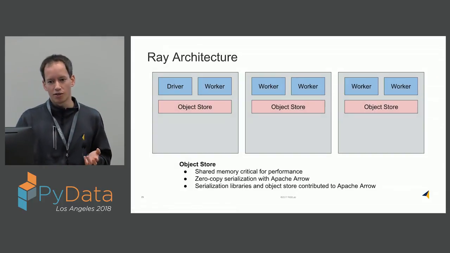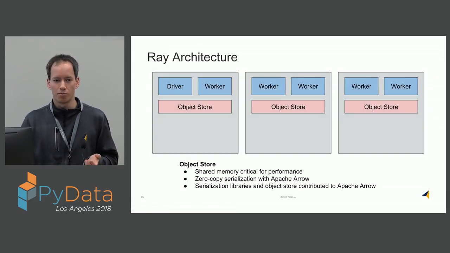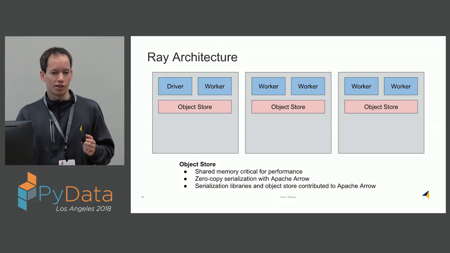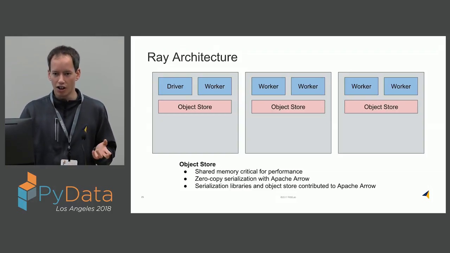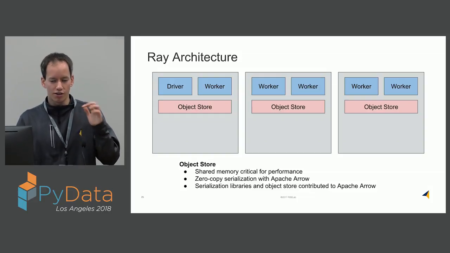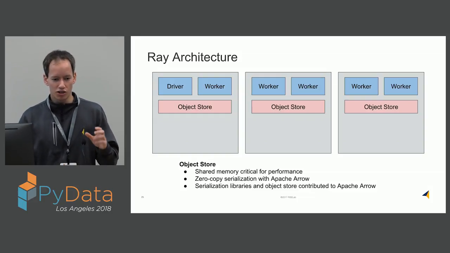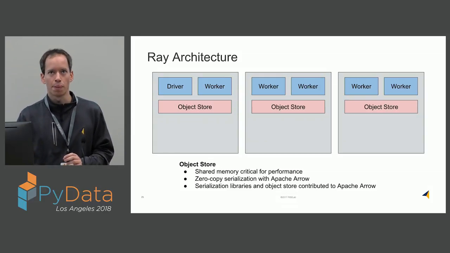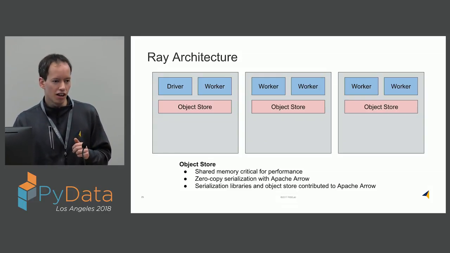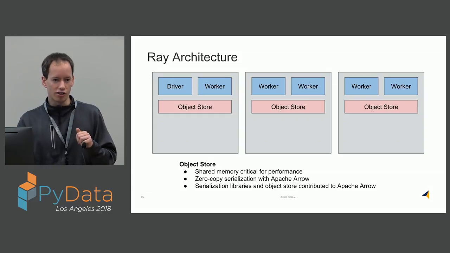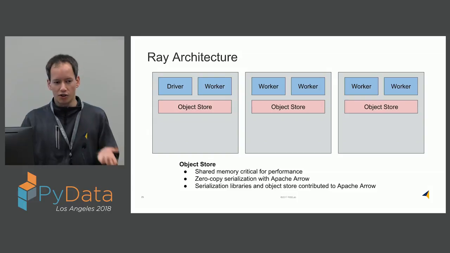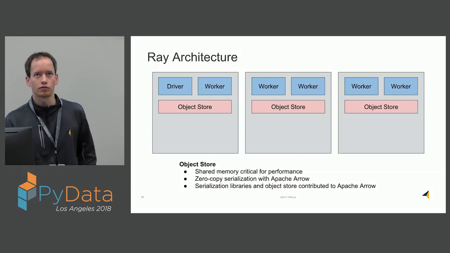And we are collaborating with a project called Apache Arrow that you might be familiar with, which we use for serialization, which supports this shared memory paradigm very well. And then we wrote a Python serialization library on top of that, which makes it possible to expose these Arrow data types as Python data. The object store actually has now also been merged into Arrow because we think that it's a component that can also be very useful for many other systems.